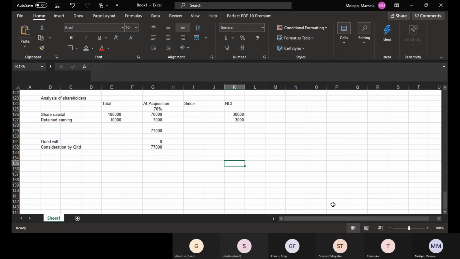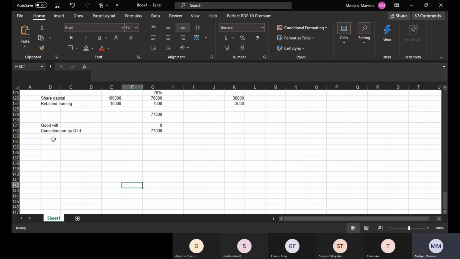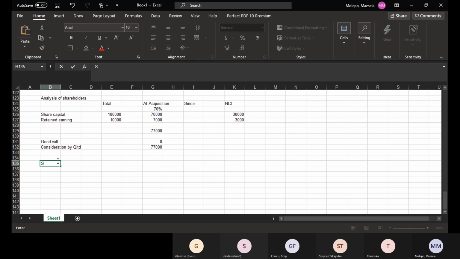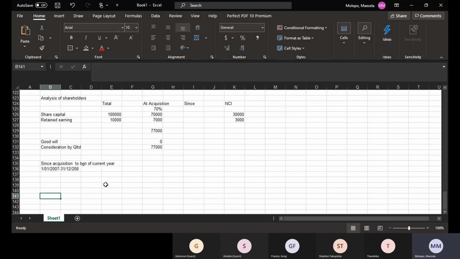Now, we have since acquisition to beginning of current year. Now, since acquisition will fall under the dates 1 January 2007 up to 31 December 2008. So anything that happened there. So on our retained earnings, we have the retained earnings.